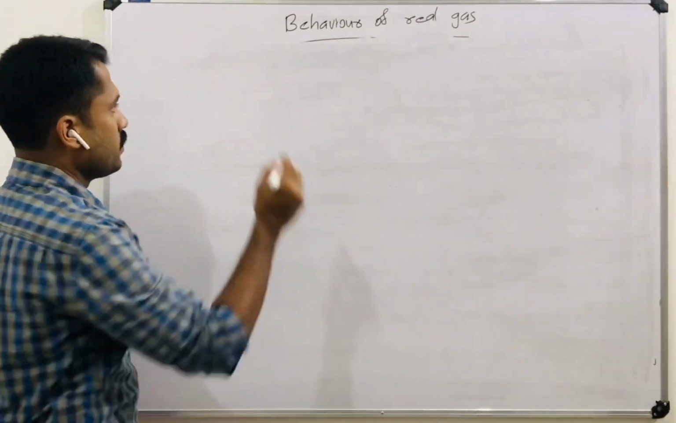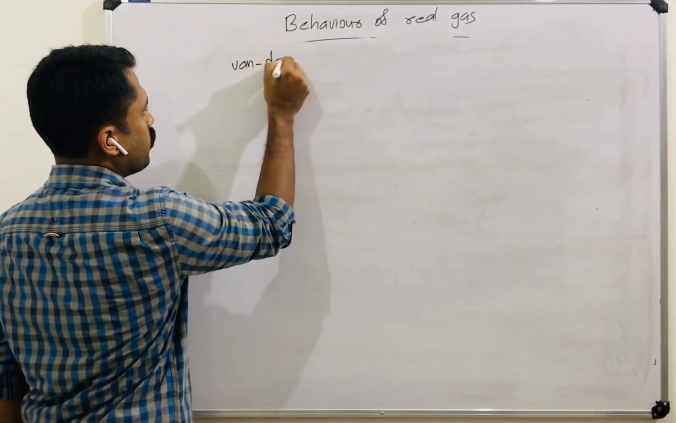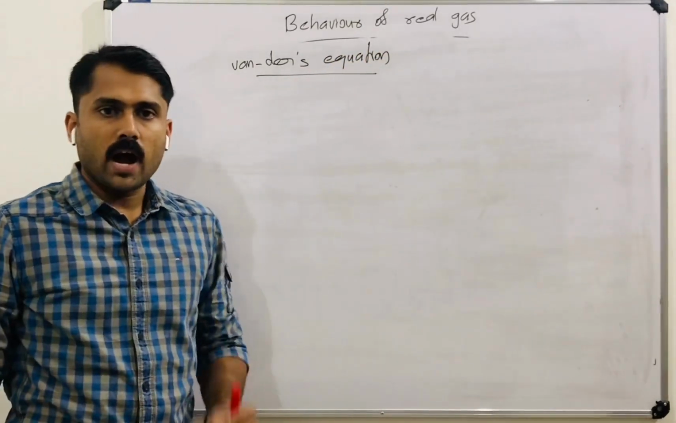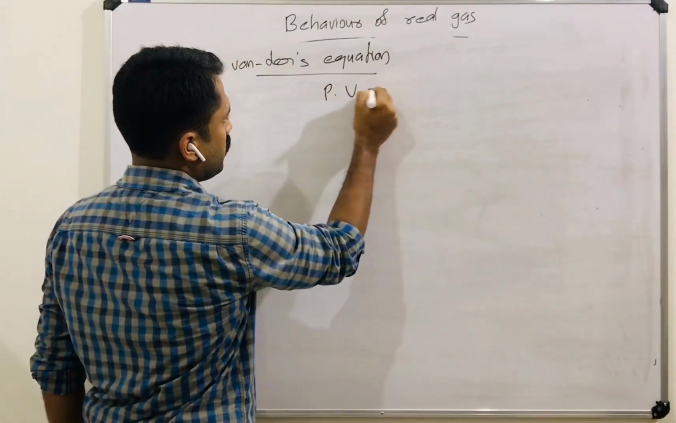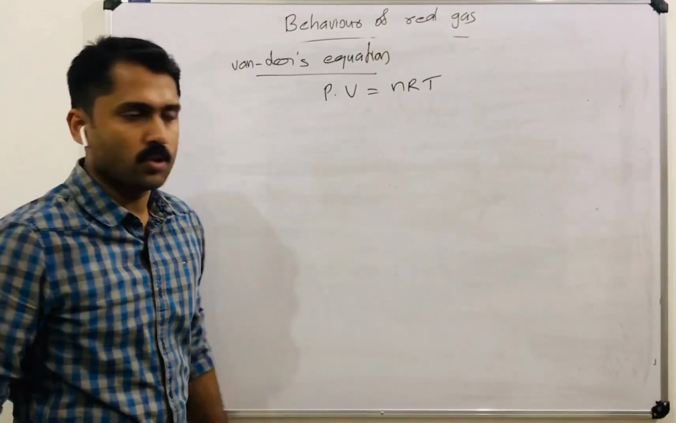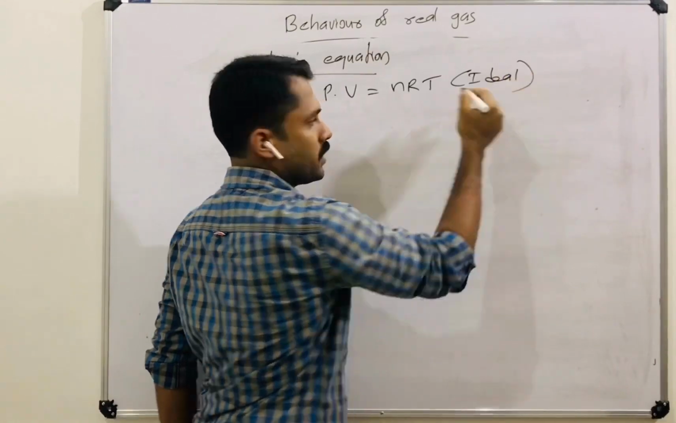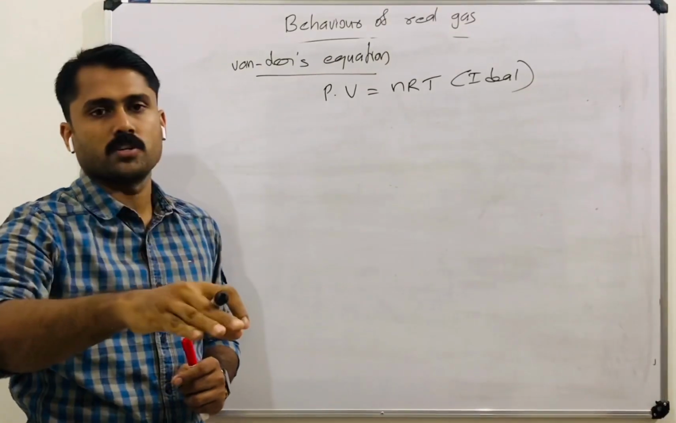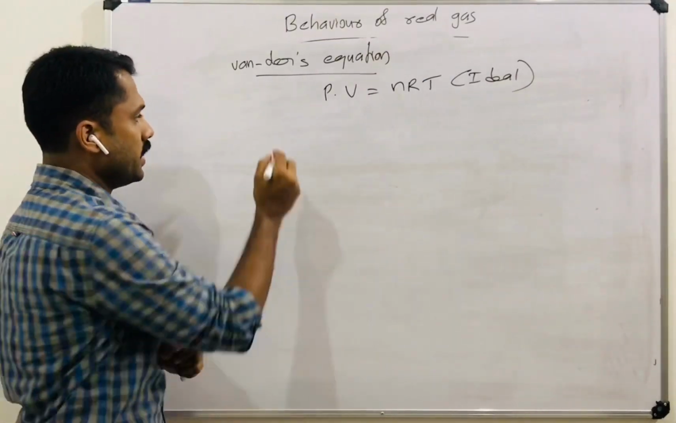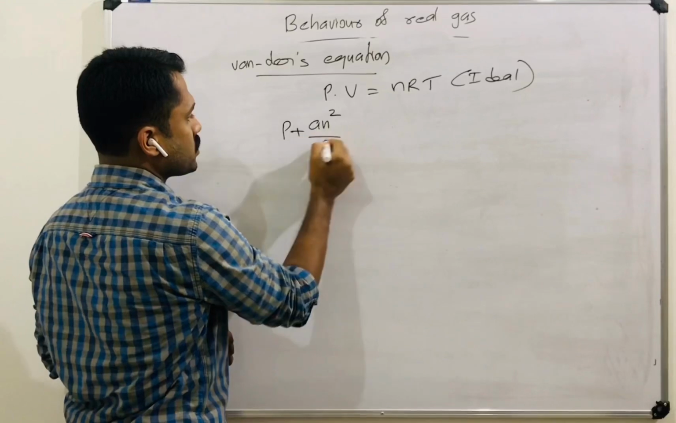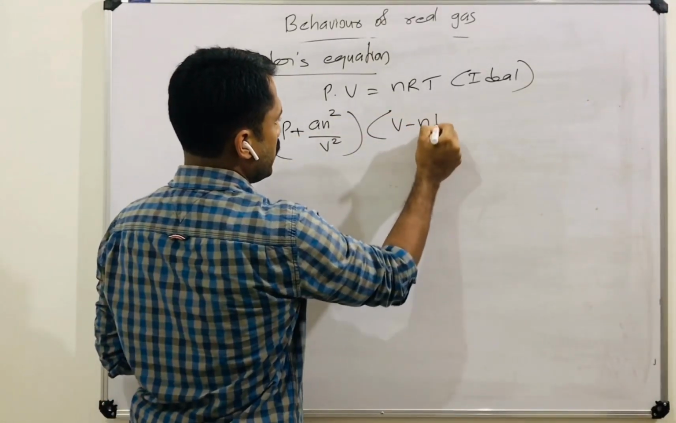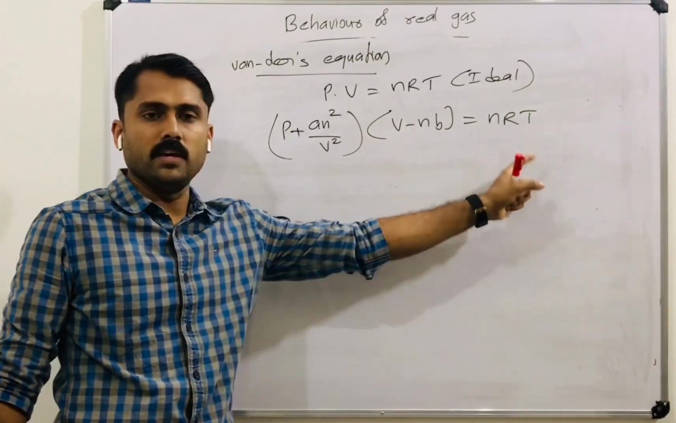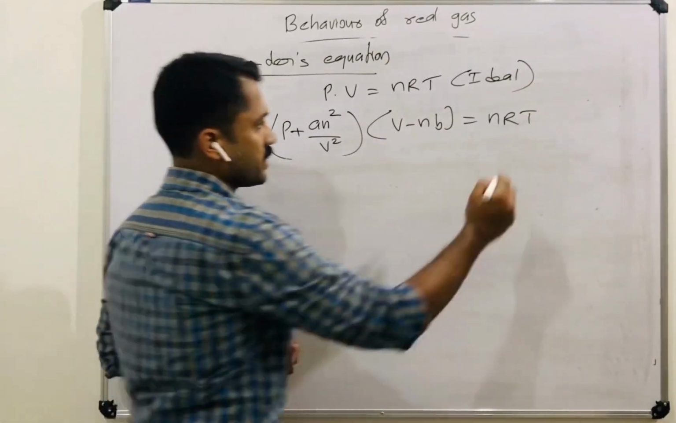Then we have to discuss the van der Waals equation. We know the ideal gas equation: PV equals nRT. This is the equation for ideal gas. But real gas shows deviation from ideal behavior, so real gas has another equation. I am not going through the detailed derivation. The equation is (P + an²/V²)(V - nb) = nRT. This is the equation for real gas.